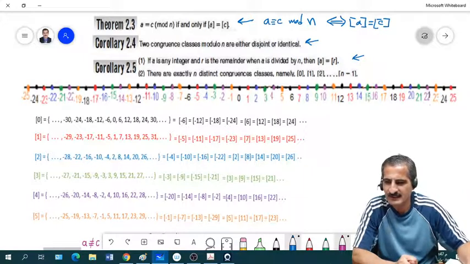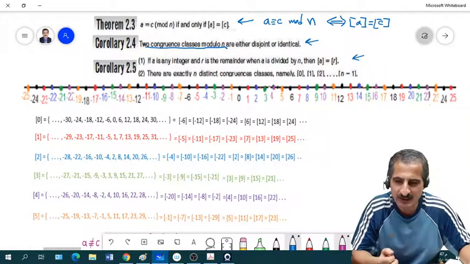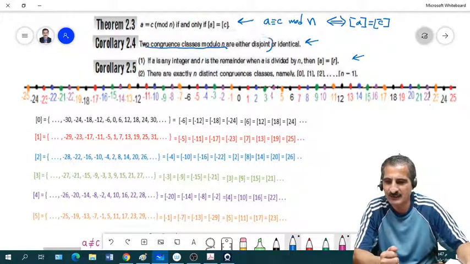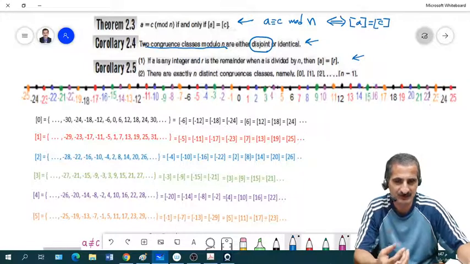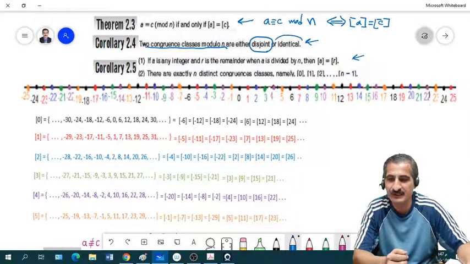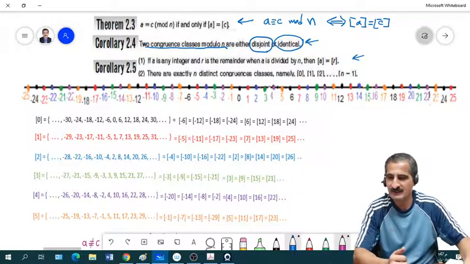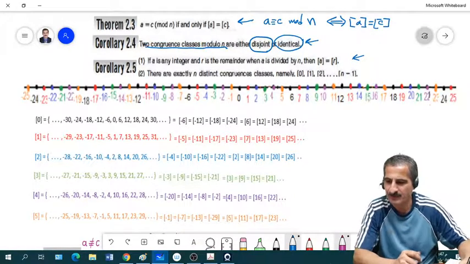And this says if we get two congruence classes, then they are either disjoint, which means they share nothing, their intersection is phi, or they are the same, they are identical. Okay. Let us see here. We'll come back to theorem 2.3.